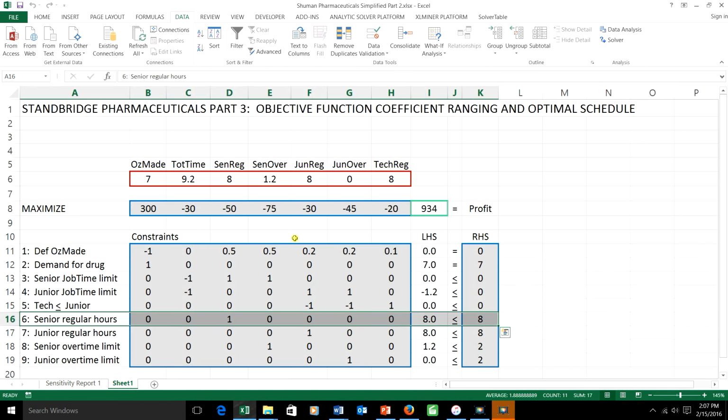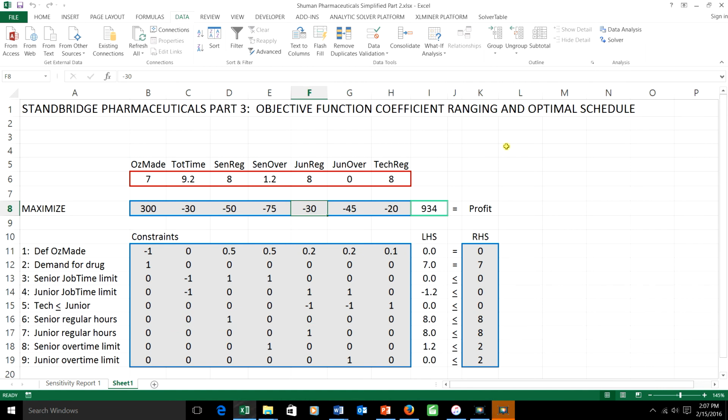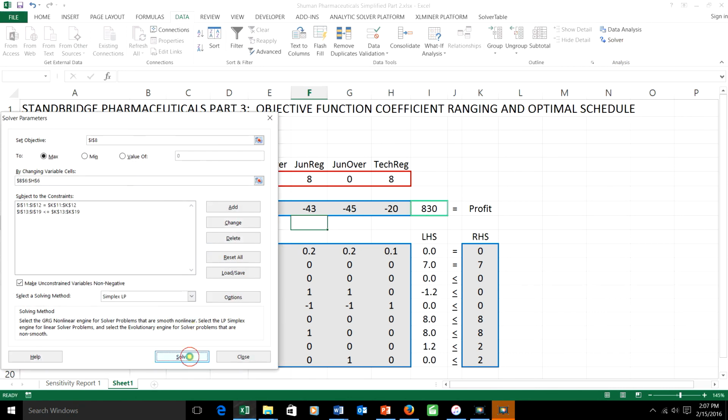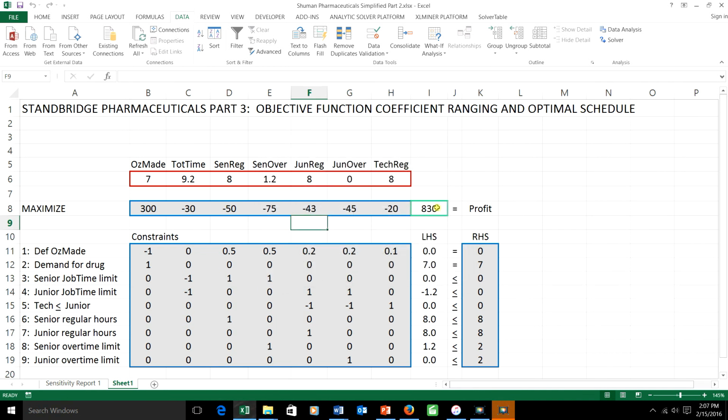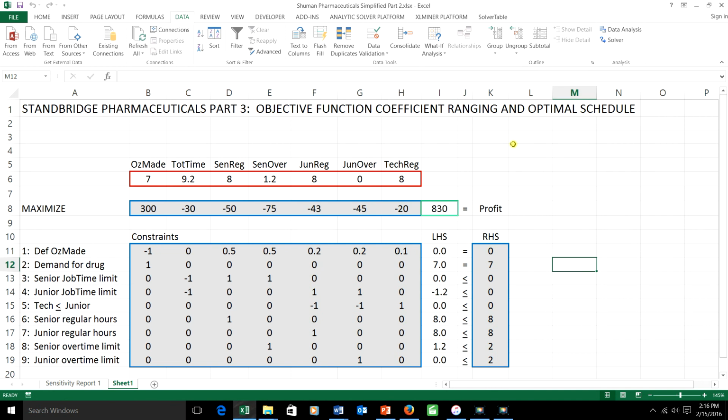Back to the problem. I'll change the junior chemist's cost to -43, meaning she's charging $43 an hour. That's obviously going to change my objective function value. But does it change my optimal schedule? Right now I'm making $830 with the old schedule, but do I want to change it? I'll hit Solver and say solve. My value is 830, and I'm doing exactly what I was just a moment ago.